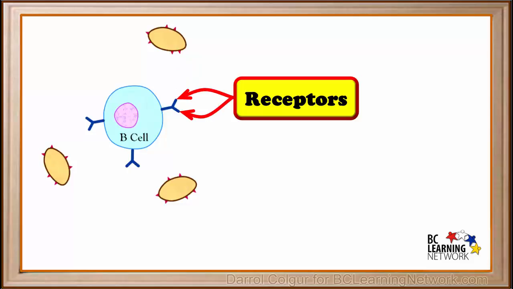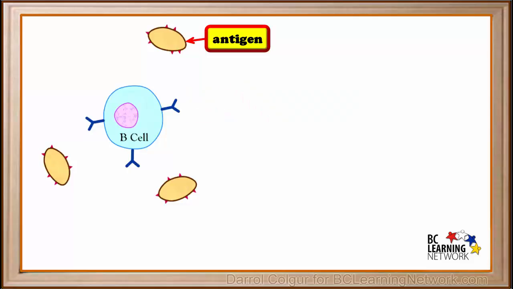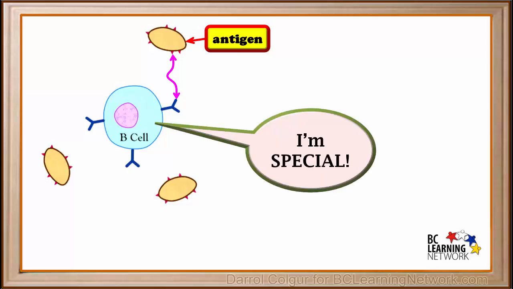On the ends of these antibodies there are special receptors. Our bodies produce thousands of different varieties of B cells. Each variety has its own special receptors. This particular B cell has receptors that will bind to the molecules on the surface of this antigen. No other type of B cell will have receptors that will bind to this particular antigen.